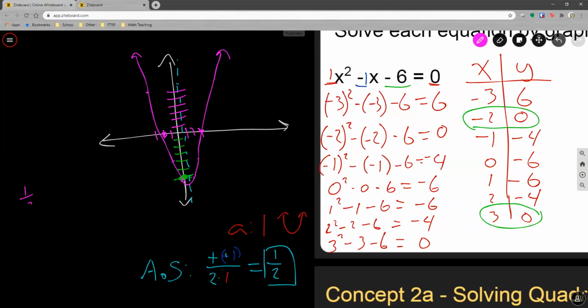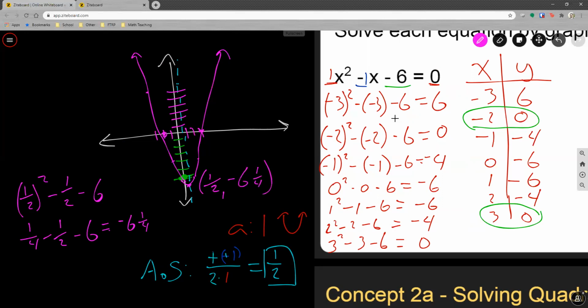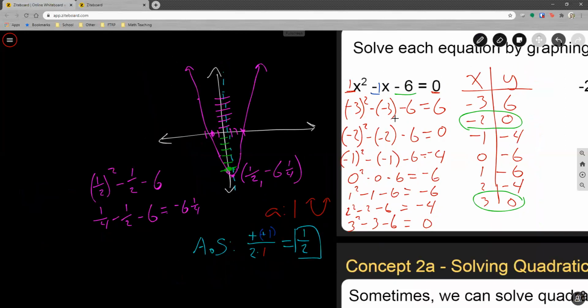I know 1/2 is my axis of symmetry, so it would be 1/2 squared minus 1/2 minus 6. That's 1/4 minus 1/2 minus 6, which is going to give me negative 6 and 1/4. So my vertex would be at 1/2 comma negative 6 and 1/4. Or you can turn that into an improper fraction, negative 25/4. As we can see, graphing this is slow and tedious and not fun.